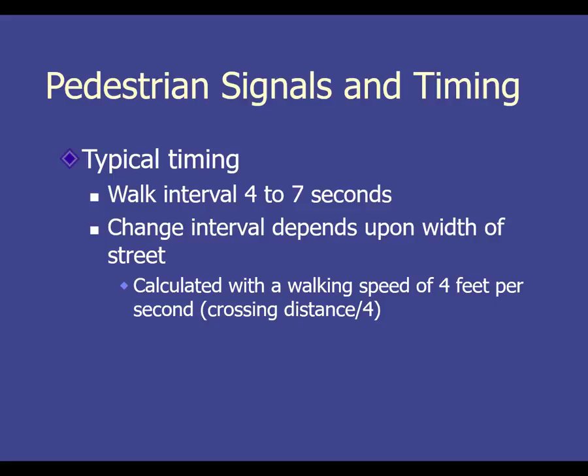So the typical timing for these signals, the walk interval, 4 to 7 seconds on a car. The change interval depends on the width of the street, but it's based on a calculated walking speed of 4 feet per second.